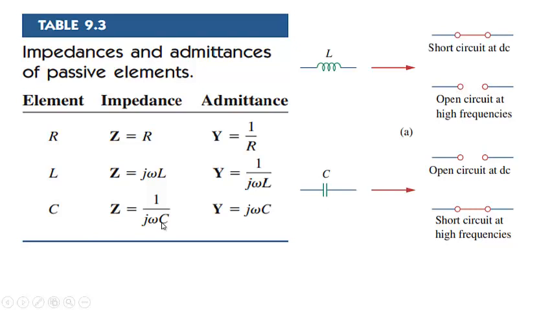Similarly, a capacitor appears to be an open circuit for a DC because omega is 0, impedance will be infinite, there will be no current, it will be an open circuit. And for high frequencies, this comes out to be equal to 0, it will be a short circuit. So in general, inductance will appear as a short circuit for a DC, whereas capacitor will act as an open circuit for a DC.